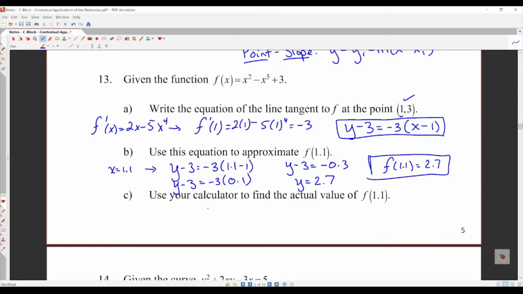We now plug this into a calculator just to see the difference. So you can see they are different, but they're pretty close to one another.